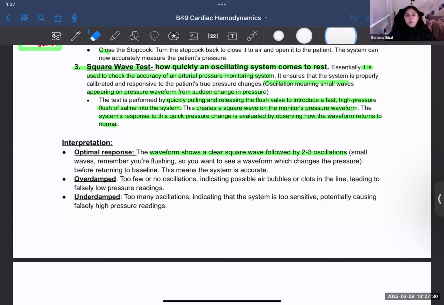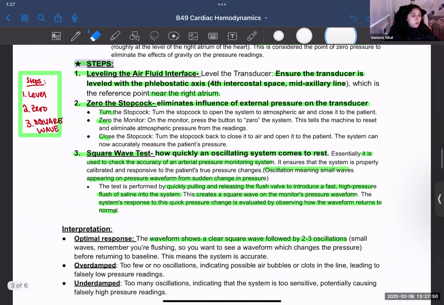So basically, yeah, the test is performed by quickly pulling and releasing the flush valve to introduce a fast, high pressure flush of saline into the system. This creates a square wave on the monitor's pressure waveform, and then the system's response is to have a quick pressure change, and it's going to then return back to normal. So square wave test, that's what you'll see there.